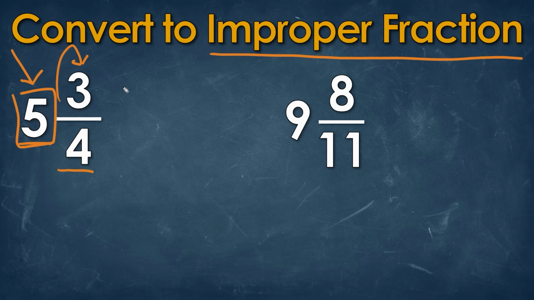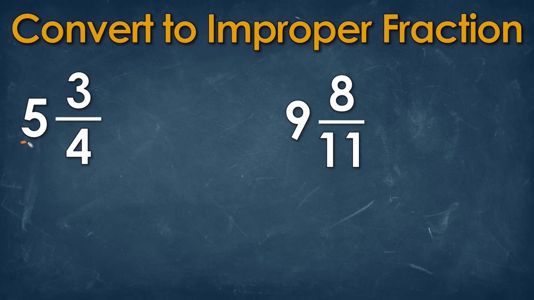And so there's a couple steps that we follow to get this done. The first step that we're going to do is we'll take that whole number and we convert it into a fraction. Now we do that by taking the number here and we can put it over 1. That turns it into a fraction. But we need to turn it into a fraction that has the same denominator as our fraction component. So what we do is we multiply top and bottom by that denominator, which is 4.